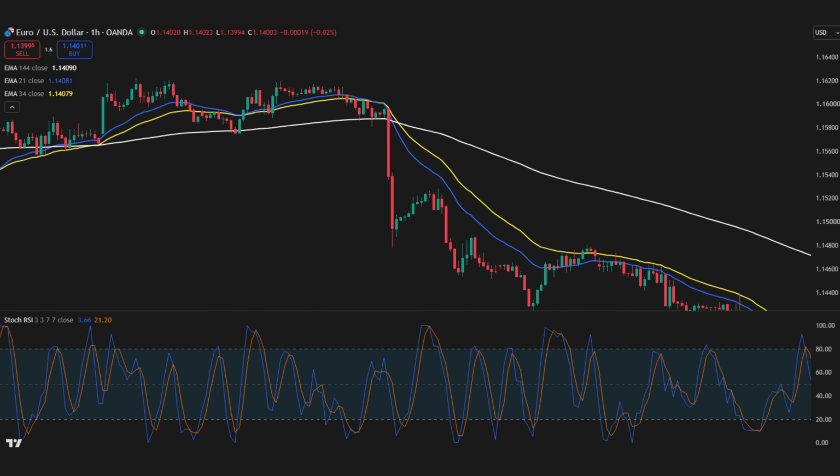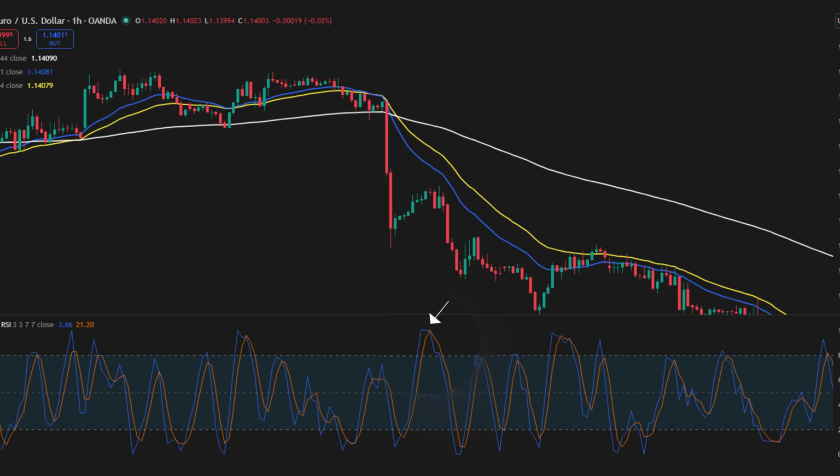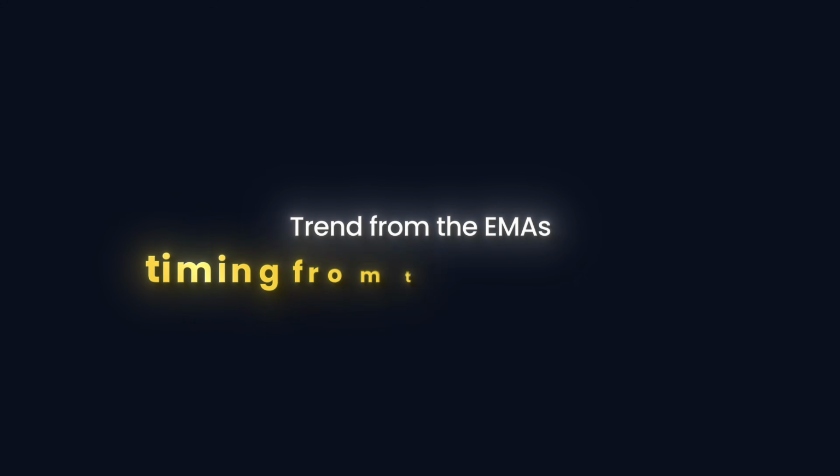That's your context. Then the stochastic does the timing. You wait for a pullback, stochastic pushes into the overbought or oversold territories, and when the D and K curves cross, that's your entry. You're catching the first pullback after a reversal, once per reversal. That's it. Trend from the EMAs, timing from the stochastic.